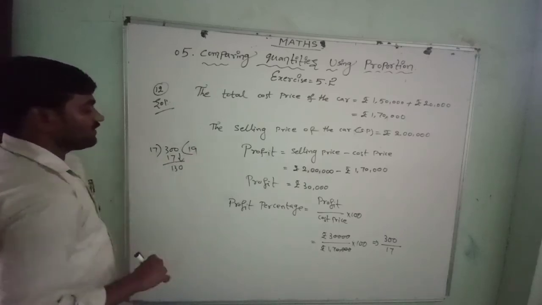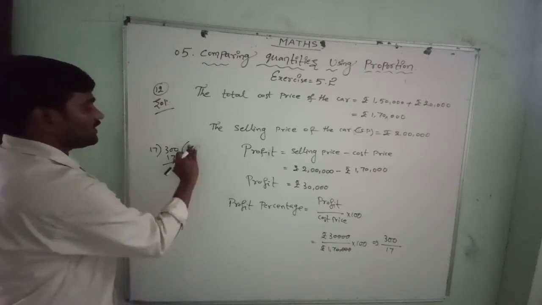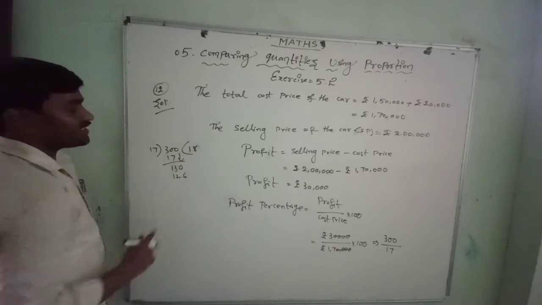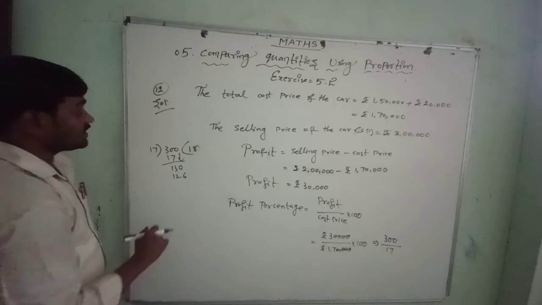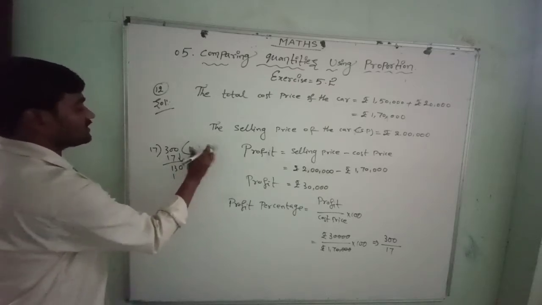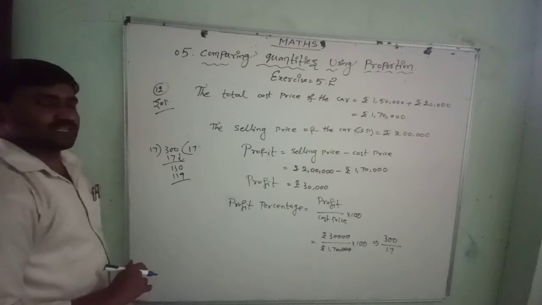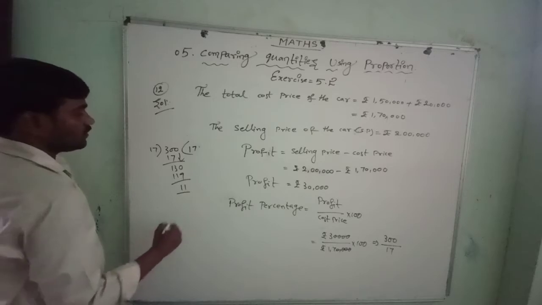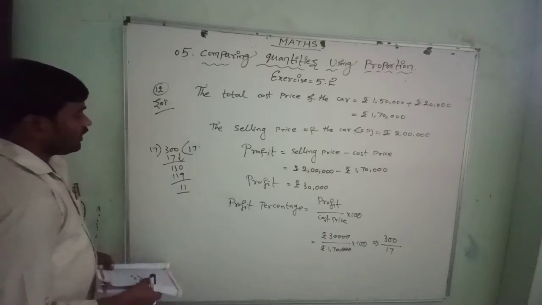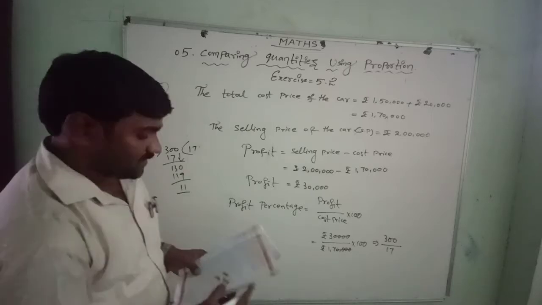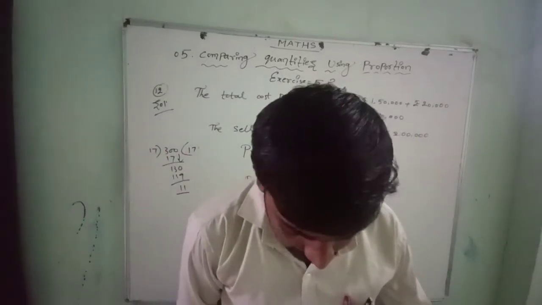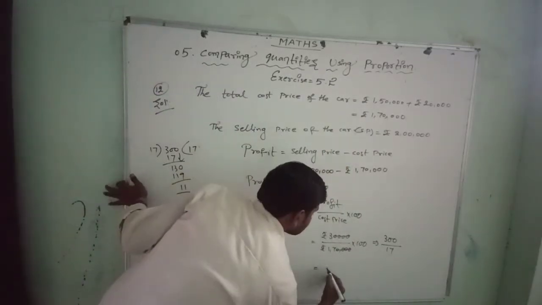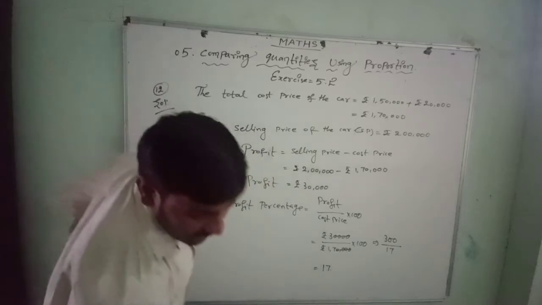17 eights are 136, actually. 17 sevens are 119. Then here 120, and 11 will be left over. So 17 whole, 11 by 17. If you cancel it directly, you will get 17 point something. I have solved it here.